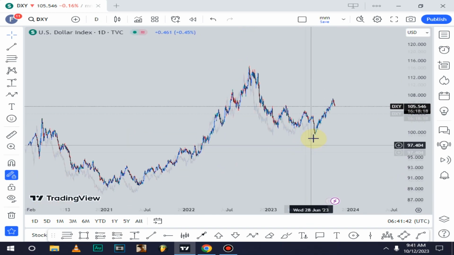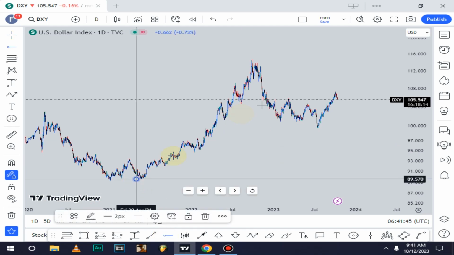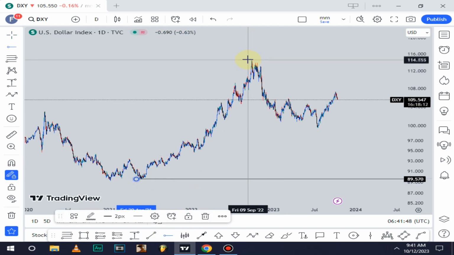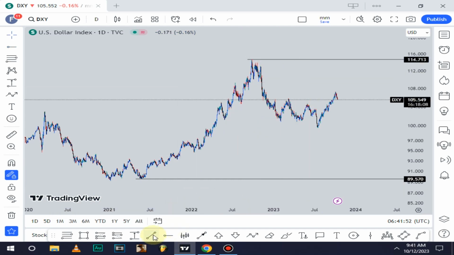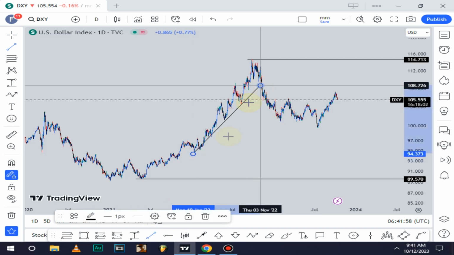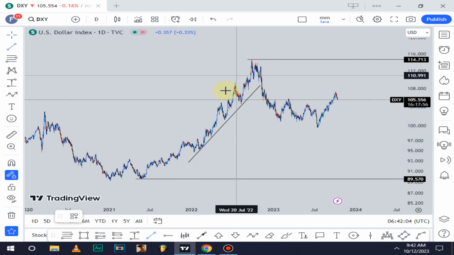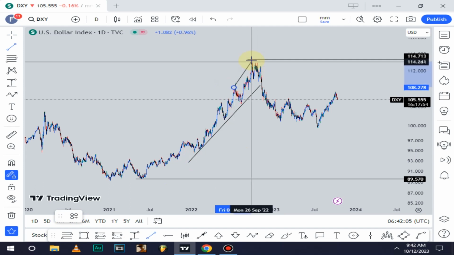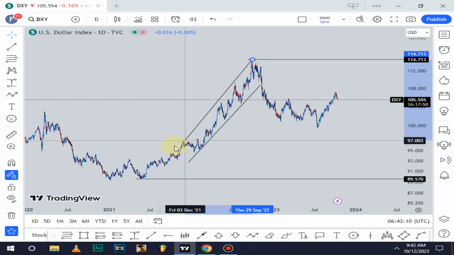So that is DXY. I need to do this. First, this has to be the lowest zone, then this is the highest zone. That marked, we can now start drawing our trend line and see what's happening. Let's do this. Just a minute, we just have to be somewhat neat over here, like that, and we can see that.